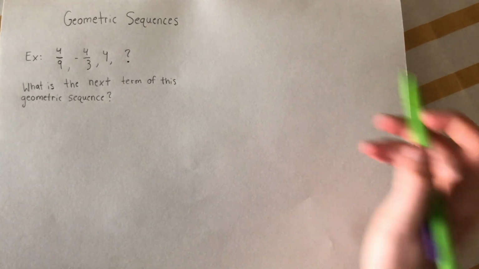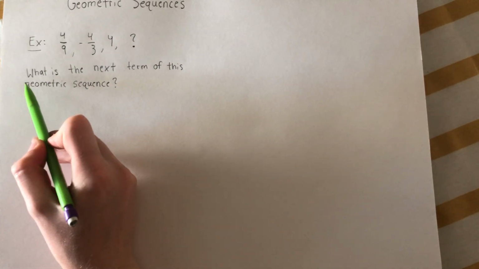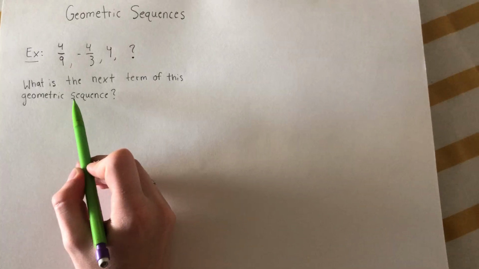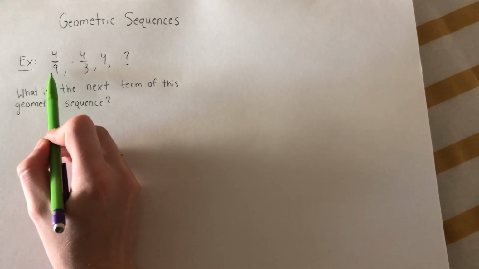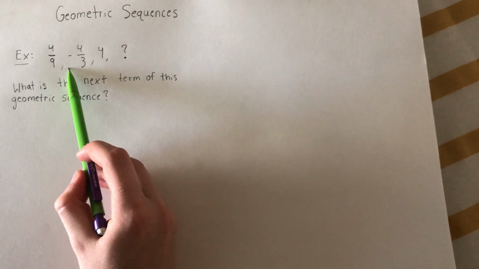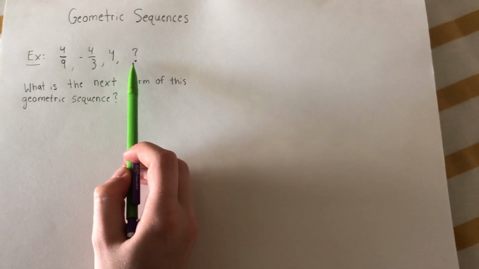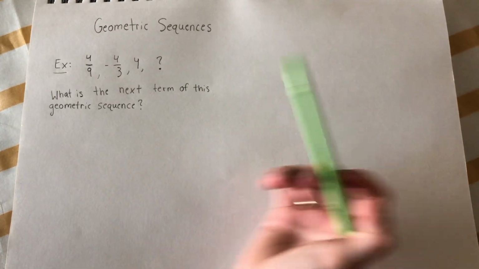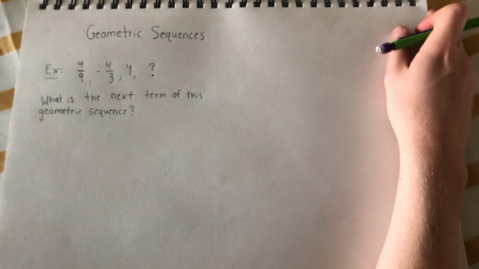So today we're going to be looking at this problem right here. And it says, what is the next term of this geometric sequence? So this geometric sequence starts with 4 divided by 9. It goes to negative 4 divided by 3, 4, and then question mark, because that's the term that we have to figure out. So we know a couple things here.